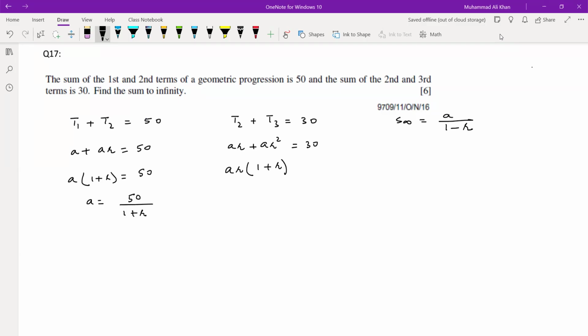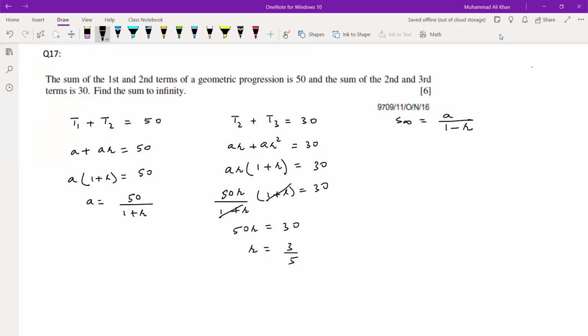अगर यहाँ पर second equation में A की जगह पर रखते हैं 50 divided by 1 plus R, here it is R multiplied by 1 plus R equals 30. 1 plus R cancels out. 50R equals 30, and the value of R is 3 over 5.